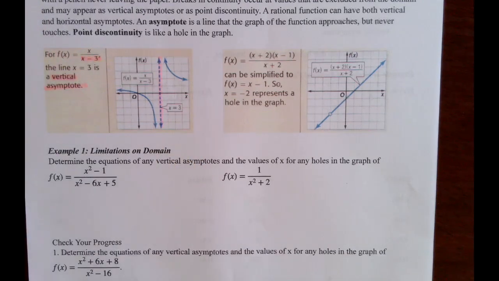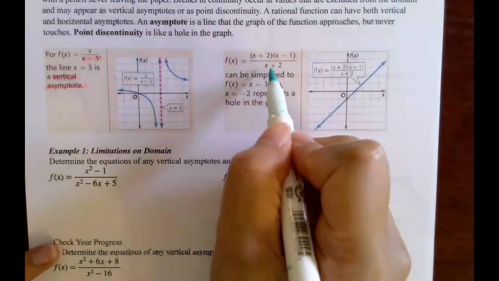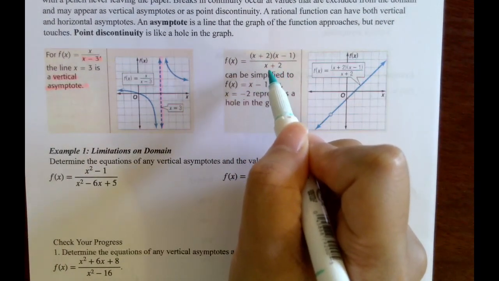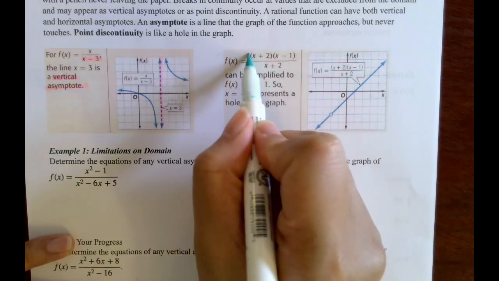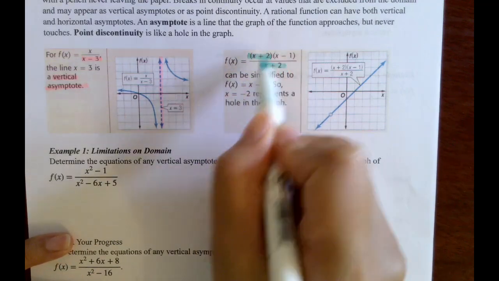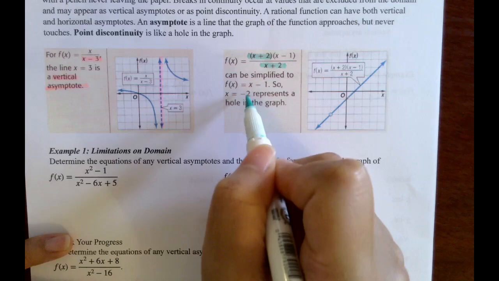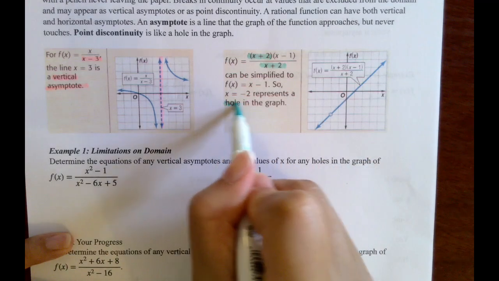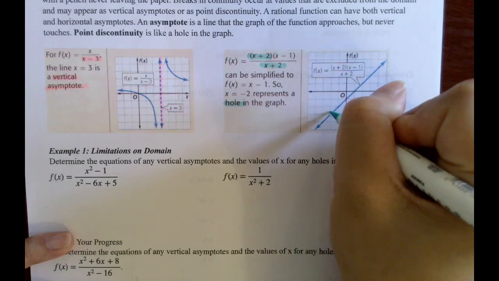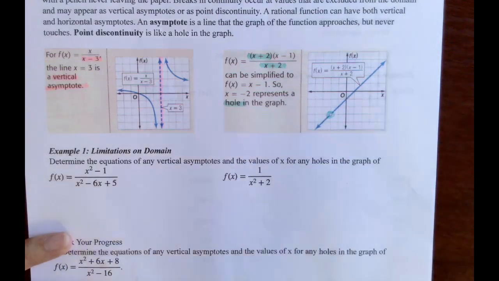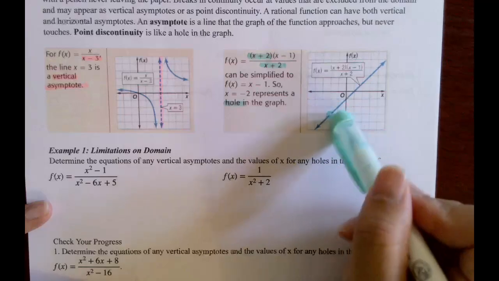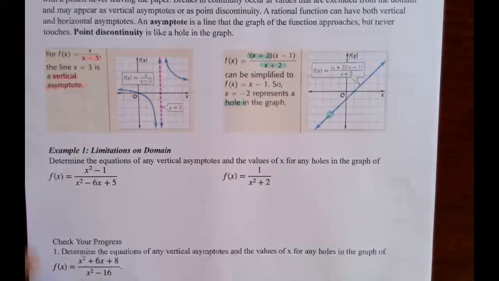In this rational function, there ends up being a point discontinuity, or a hole, because even though x equals -2 would make it undefined, it's both on top and the bottom, so it gets crossed out. As a result, there's only a hole in the graph, and we see that right here with this circle, which means that point is not part of the graph. That's why it's an open circle here.